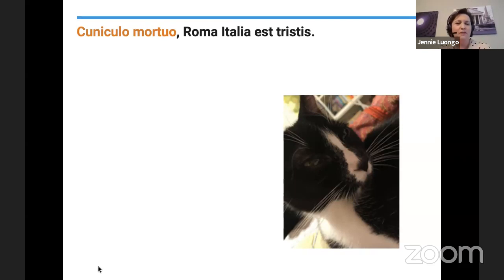So we were looking for ablative absolute, but again, this could be an ablative of cause too. A lot of times absolute has different ways it could be translated. So because our bunny is dead, Roma Italia is sad, that'd be a fine interpretation as well.